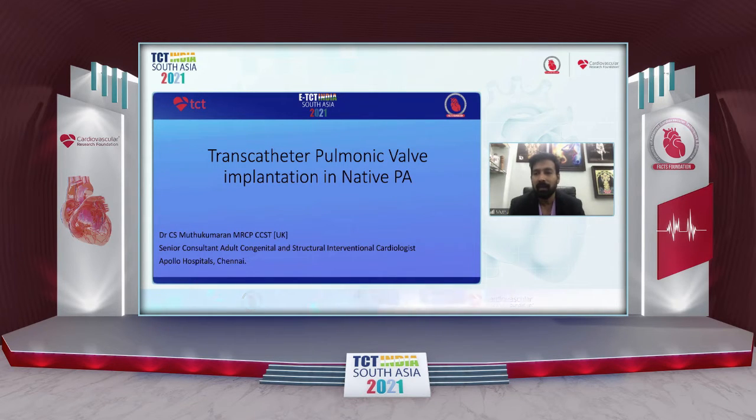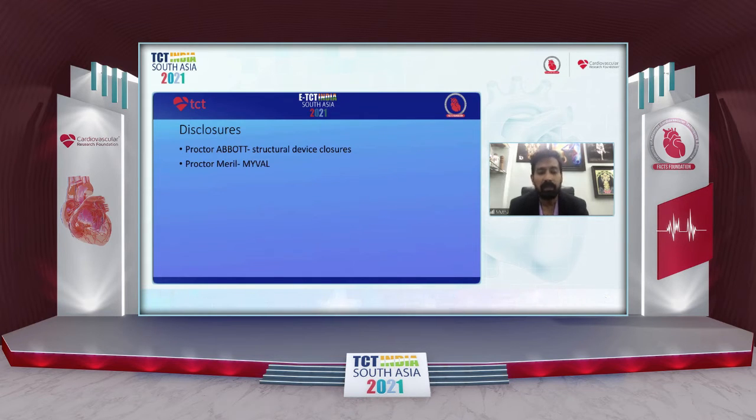And we have heard TAVR a lot. Something slightly away from TAVR is the pulmonary valve. So my topic is going to be transcatheter pulmonary valve implantation in a native pulmonary artery. So that's something we want to discuss shortly. So, disclosures, as you said, just for you.